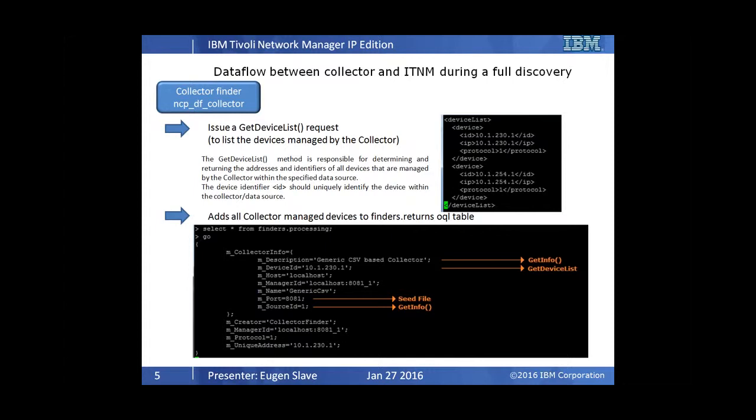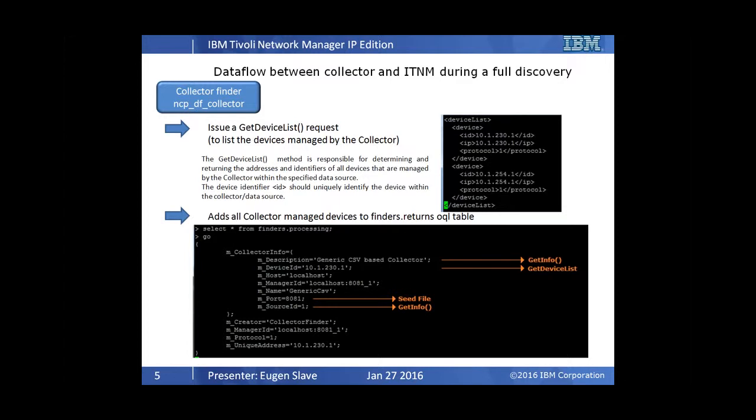The collector's get device list method returns the ID of each device plus the IP address of each device. On the right side you have an example of XML data for a device response to a get device list request. You can see it has a device ID, an IP, and the protocol.